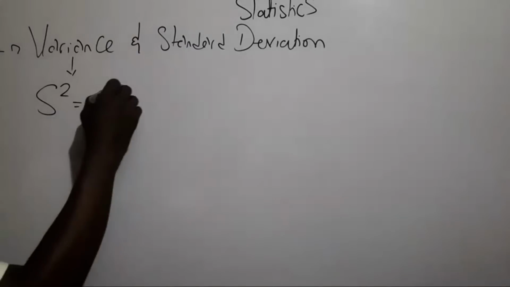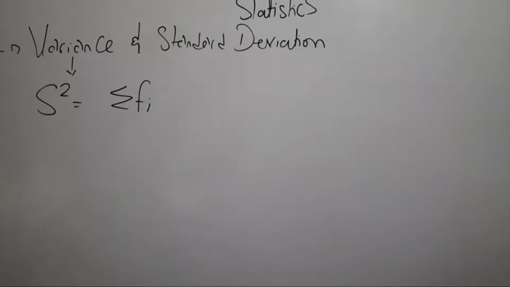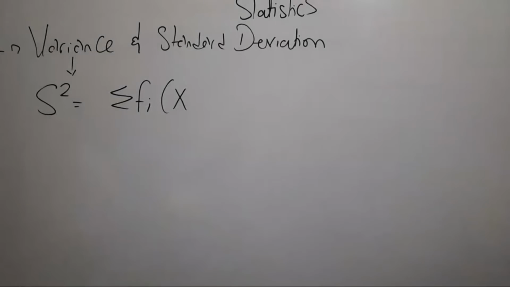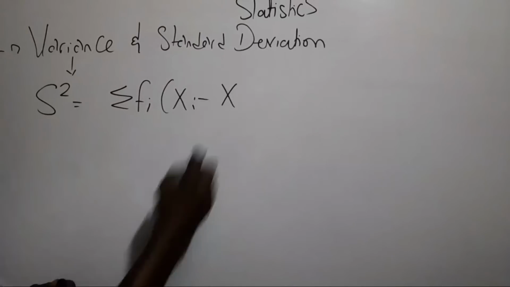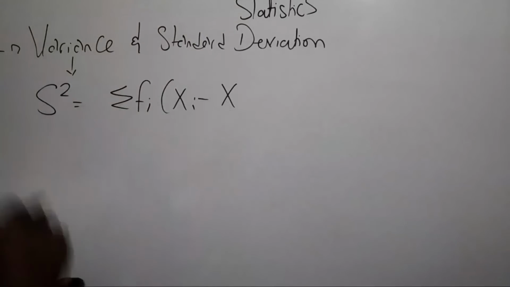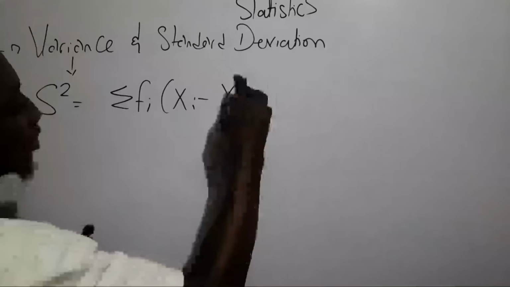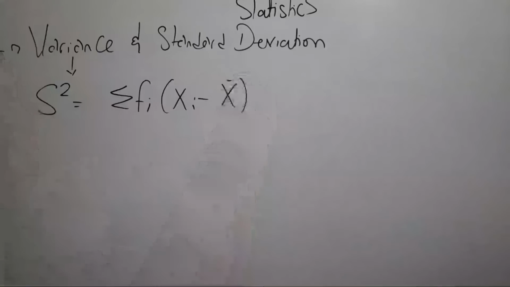So we have the summation of fi, open bracket xi minus x bar. This is xi, the summation of x. xi minus xi, this should be x bar. I think there's an error in the material here. According to what we have here, just a moment, let me check that well.